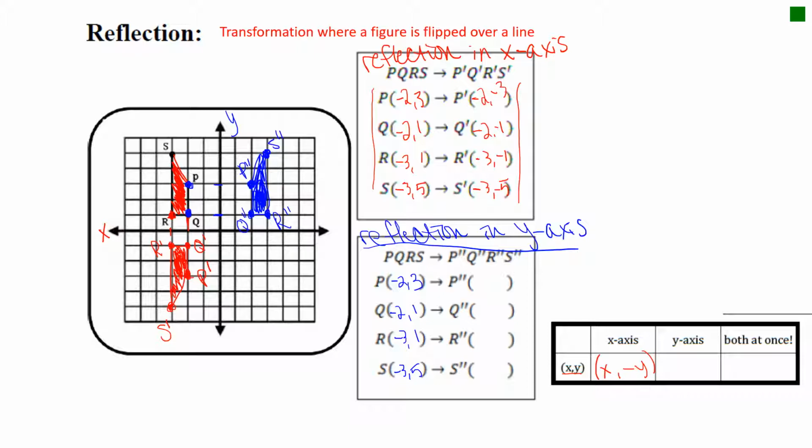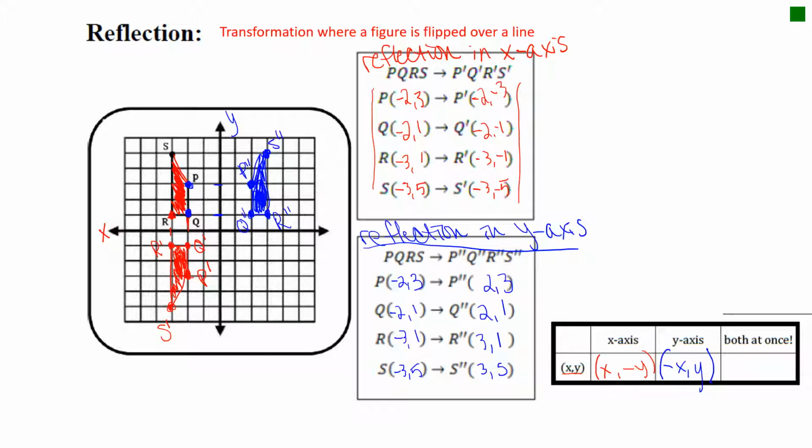P double prime is +2, +3. Q double prime is +2, +1. R double prime is +3, +1. And then S double prime is +3, +5. So if we compare again our columns, our left column of our pre-image coordinates and our right column of our image coordinates, what changed? Only the sign of the x values changed. So down in our shortcut box, it's going to be -x, y this time because our y values didn't change. So y is still y, but the x value sign changed. So we label that as a -x, y.